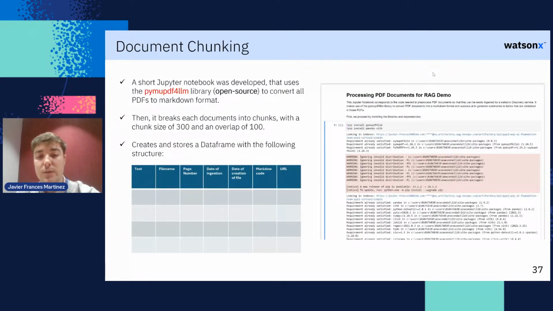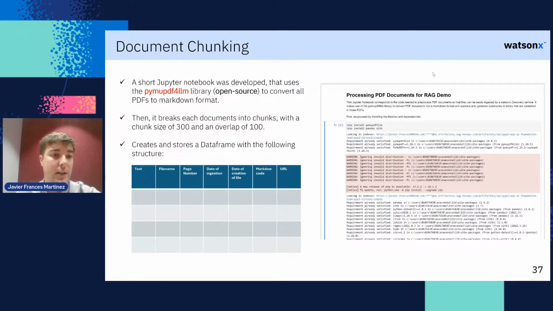Now let's look at the processing. Before uploading the data to Elasticsearch, we have to process and chunk those documents. So we have developed a Jupyter notebook that makes use of PyMuPDF LLM, which is an open source library for this document conversion process. We will chunk and break the documents into sizes of 300 tokens with an overlap of 100. I really like using an overlap because we ensure that a small portion of context is shared between adjacent chunks. We have seen that this really helps preserve the cross-chunk context and improve the efficiency of the system. With those chunks, we are going to build a data frame with the following structure.